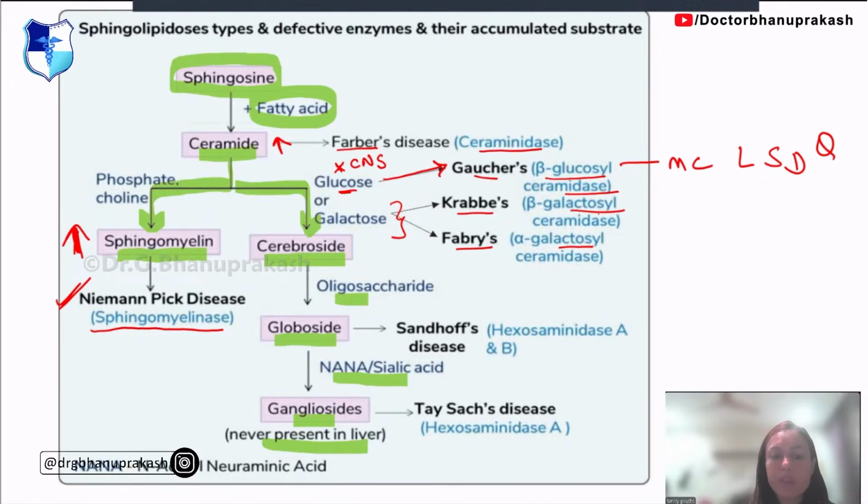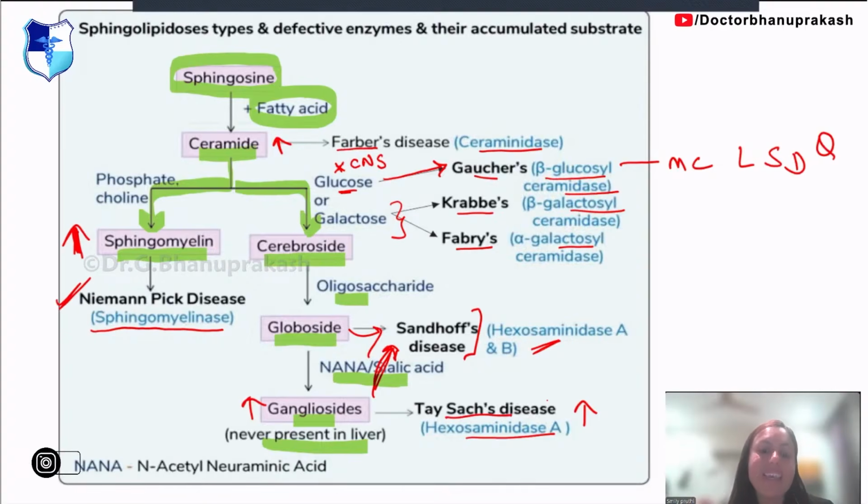So then there are globosides. If globosides and ganglioside both accumulate, it is Sandhoff disease. Hexosaminidase A and B both are deficient. Then if ganglioside accumulates, it is Tay-Sachs disease. Only the A type enzyme, hexosaminidase A, is deficient. Okay, so we have done 1, 2, 3, 4, 5, 6 diseases here, and only these 6 sphingolipidosis are enough. So Niemann-Pick disease, Fabry's and Farber disease, Gaucher's, Krabbe's, Sandhoff, and Tay-Sachs disease.